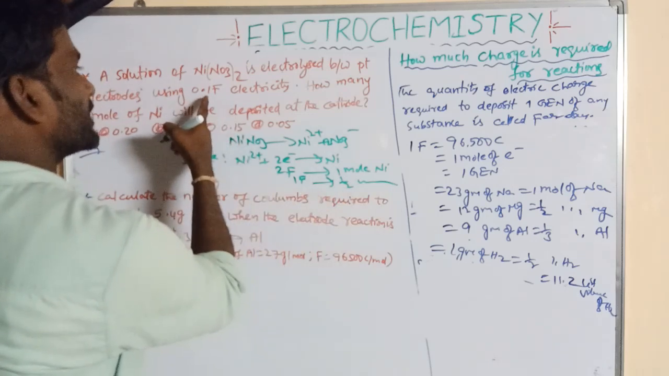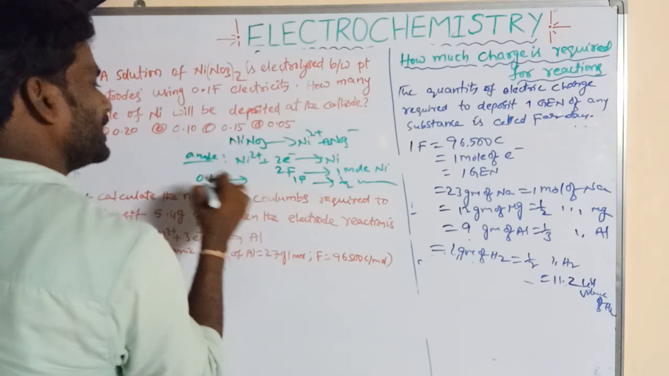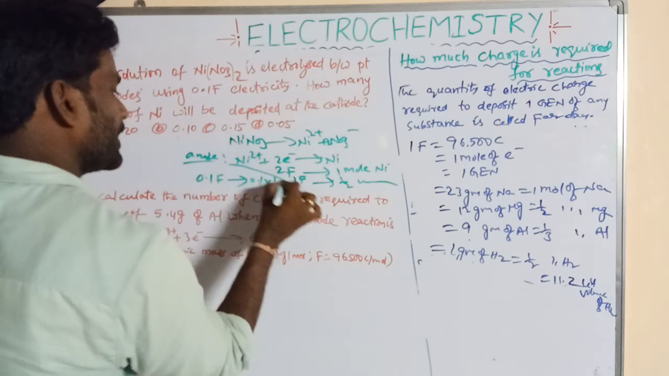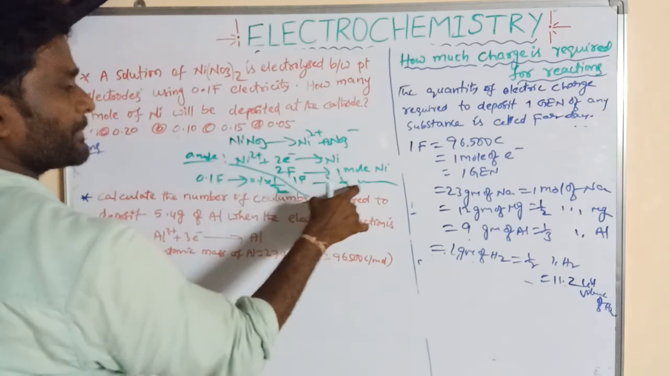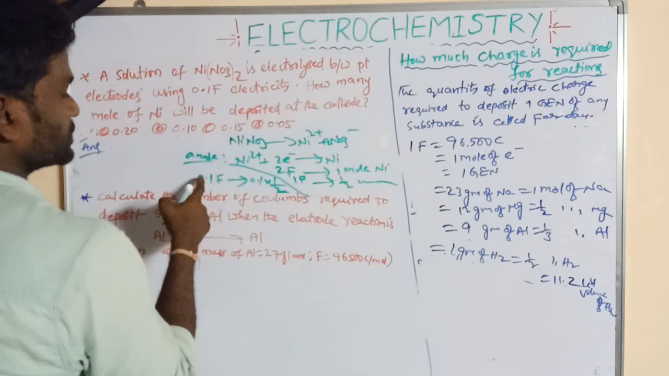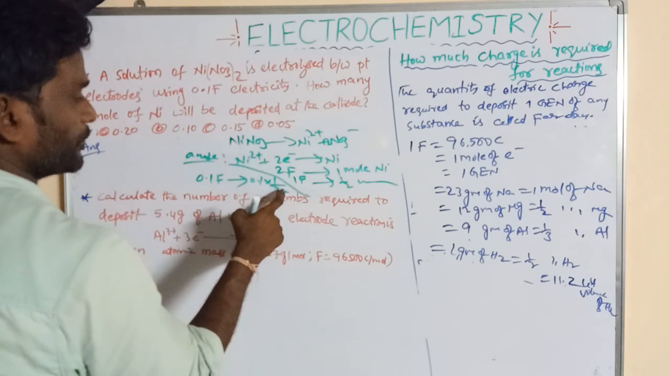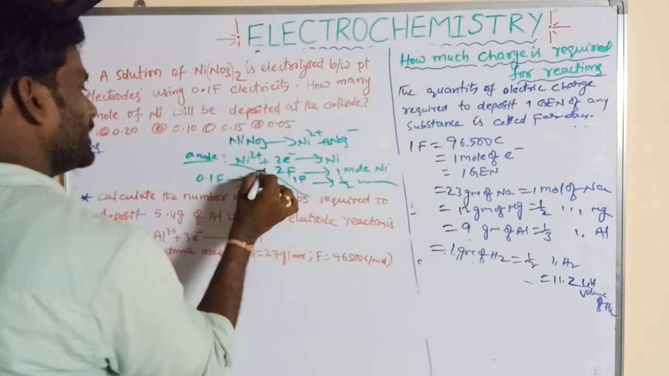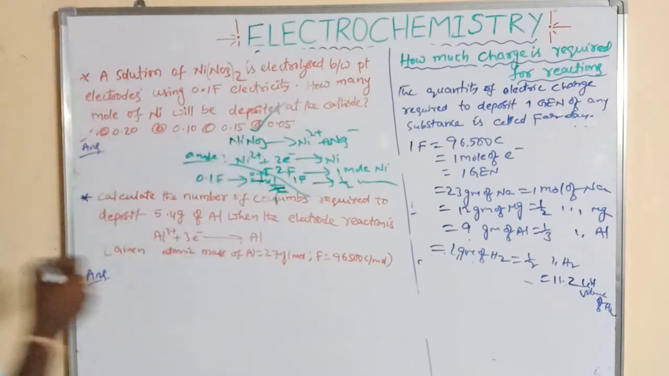Here how much is given? 0.1 Faraday. So 0.1 into 1 by 2. 1 Faraday gives 1 by 2 moles of Ni, so 0.1 Faraday gives 0.1 into 1 by 2 moles of Ni, which is 0.05. So this is the answer.